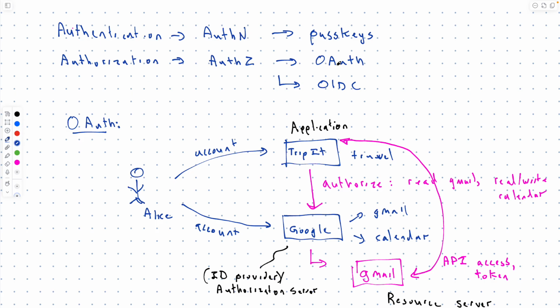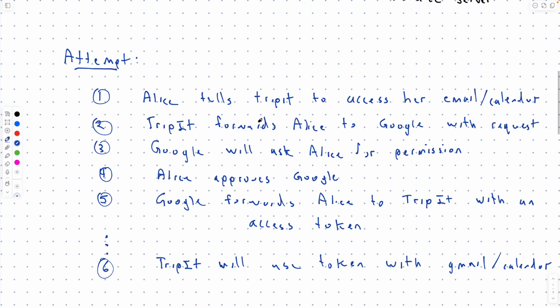Okay, other questions about what's going on here? Okay. All right, so this is the basic setup. This is the protocol that we'll sketch. But there are a couple of things that we need to do to make sure we can't replay, and that these tokens are scoped to the right thing.